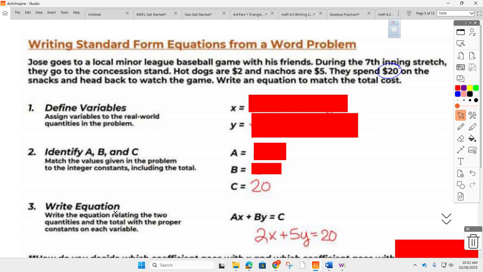This is the hardest part, defining the variable sometimes. If you can define the variable, it's really better if you can define it at the beginning, but sometimes you can work your way backwards and figure that out. So what does this variable represent?